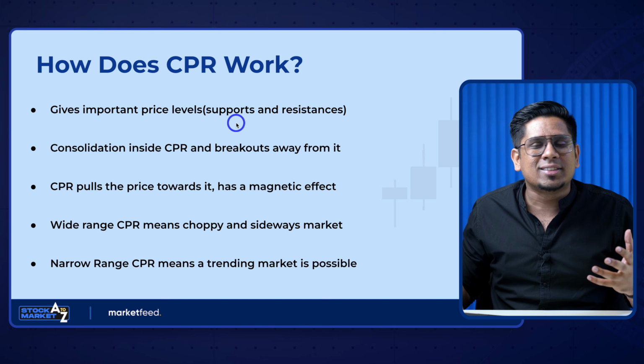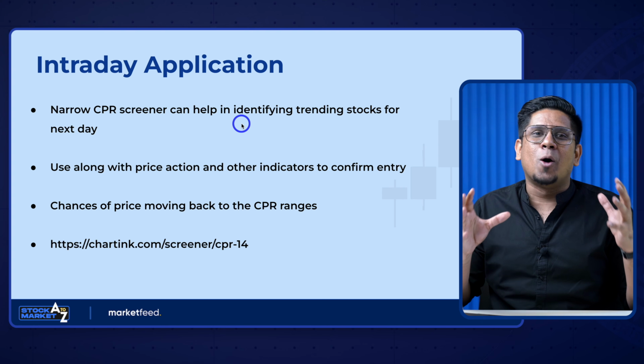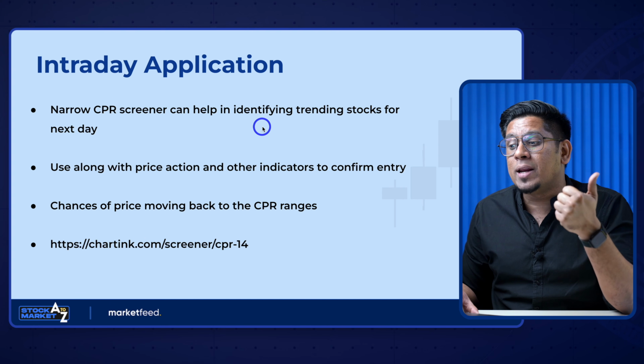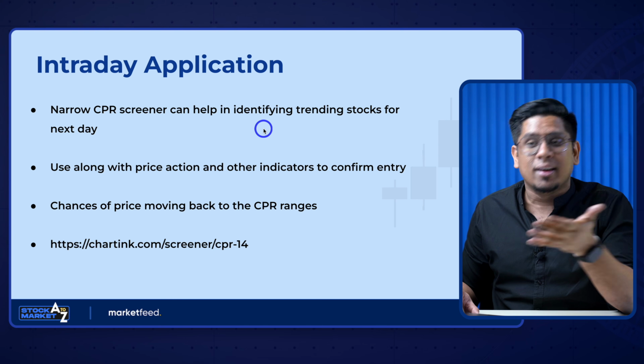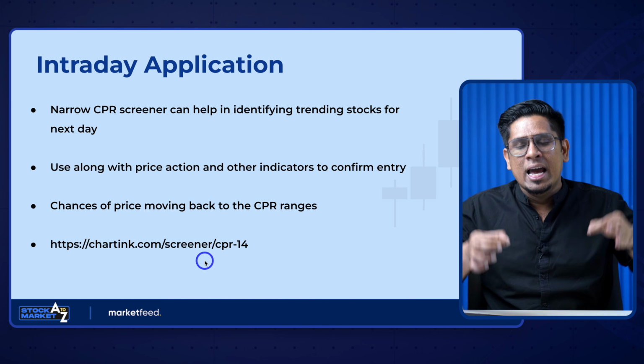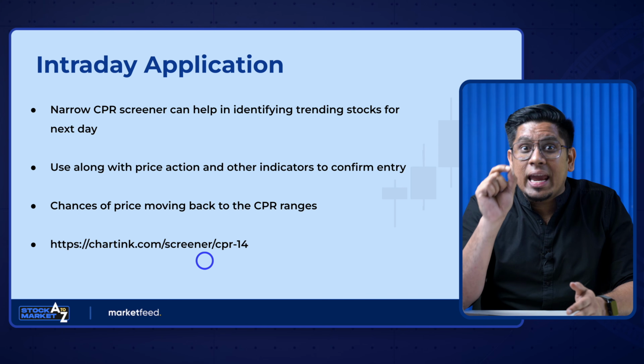If all this is clear, then I don't even think we need to get into intraday application, because you would have probably understood how to use it, right? Number one, a narrow CPR screener can help identify trending stocks for the next day. The link is here, a charting link. I'll put the same link in the description and the pinned comment also. What you can do is, any day at around 9:20 a.m.